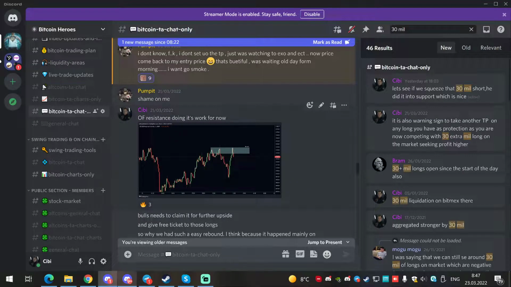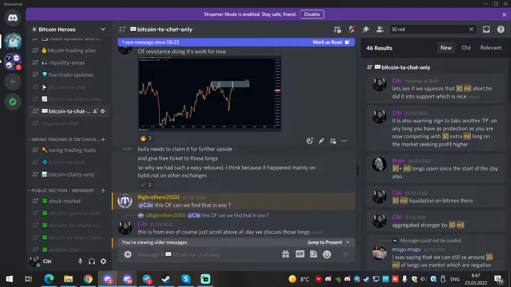I also made a post: order flow resistance doing its work right now. You see what was marked there. Bulls need to claim it for further upside. That's how order flow zones work, and they give a free ticket to longs. So why did we have such an easy rebound? I think it's because it happened mainly on Bybit, and not on other exchanges.